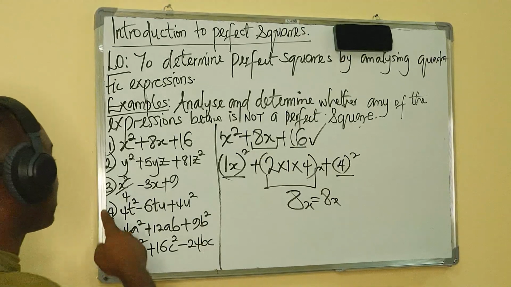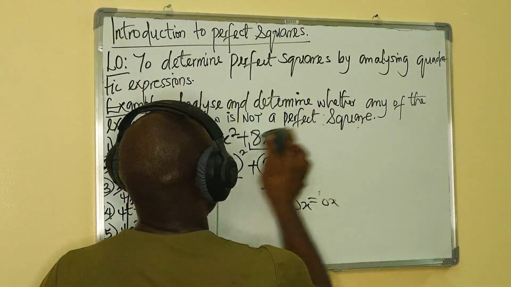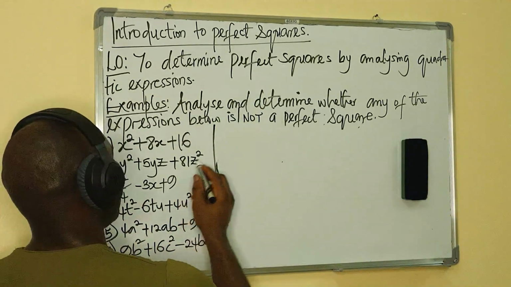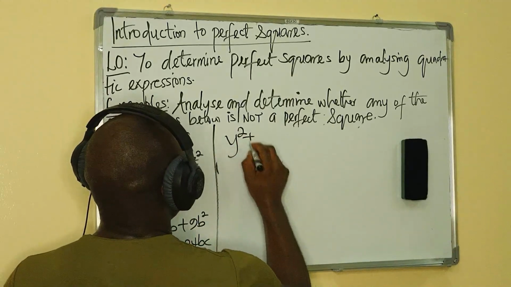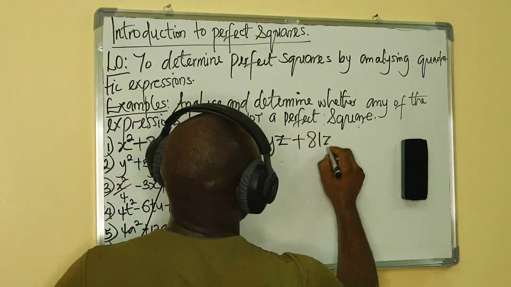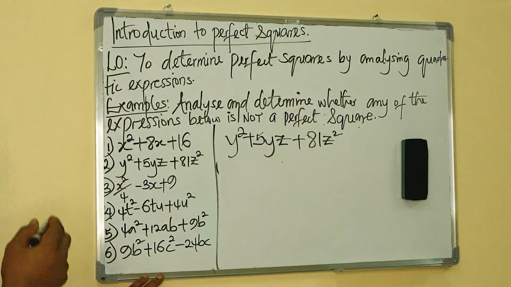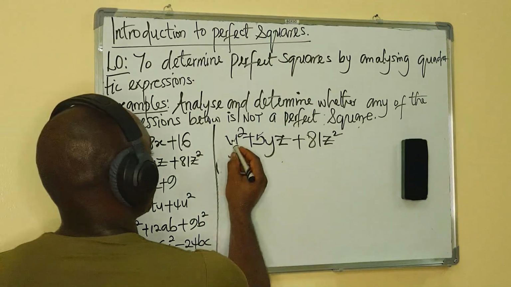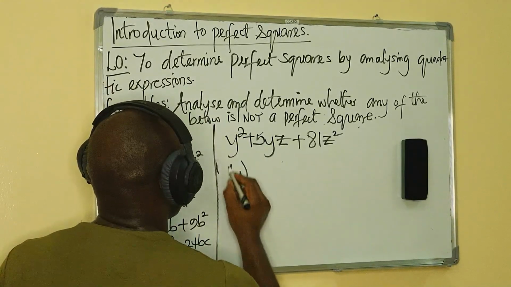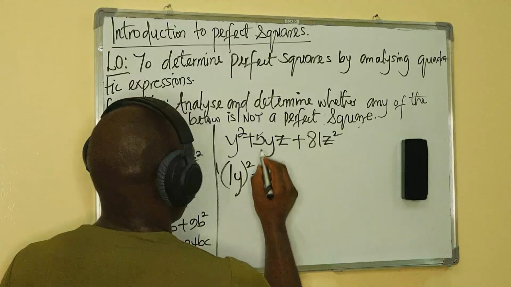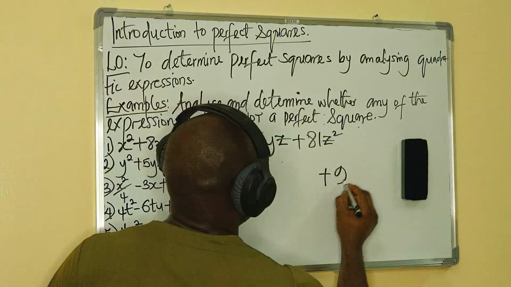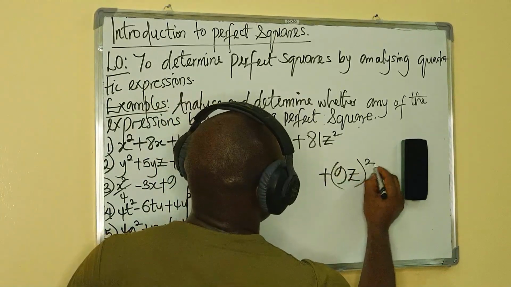Let's test it again on the second example. The second example we are given here on the board is y squared plus 5yz plus 81z squared. Let's see if this is a perfect square. First, y squared has a coefficient of 1, so we can rewrite it as 1y, all of them squared. Plus, I'm coming back to this, but let's look at this side. Is this a squared number? Yes. We can write it as 9z all squared. This will give us 81.